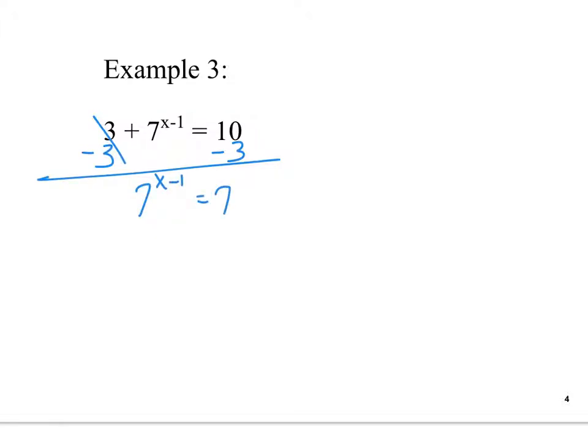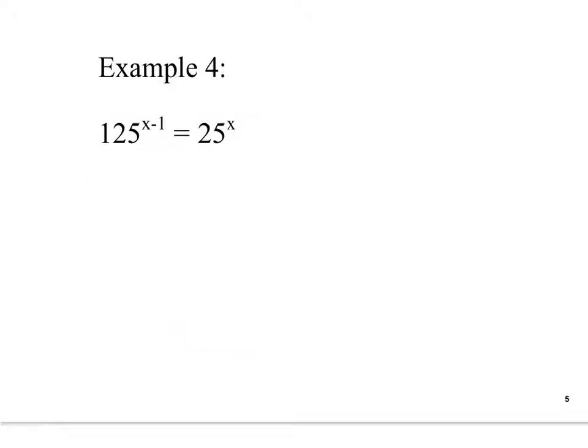Okay. 7 to the x minus 1 is 7. Well, the bases are the same, but what's the exponent over here? The exponent over there is 1. So now when we drop the bases, it's x minus 1 equals 1. Solve, and x is 2. Good? Good.